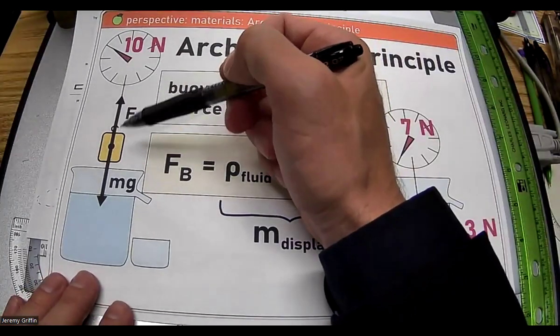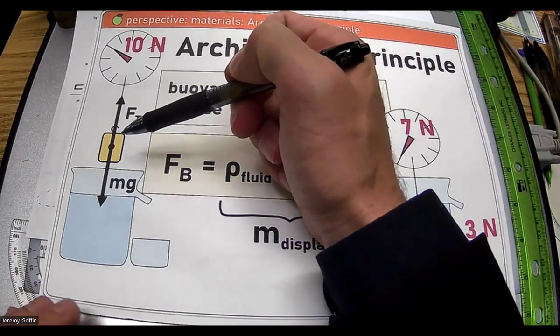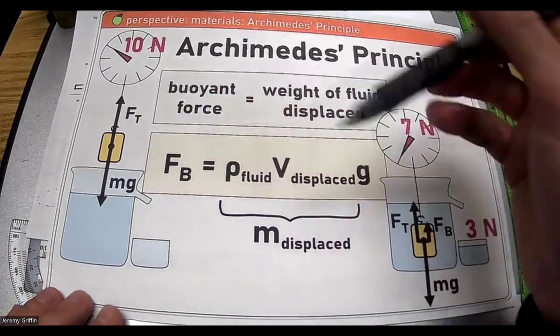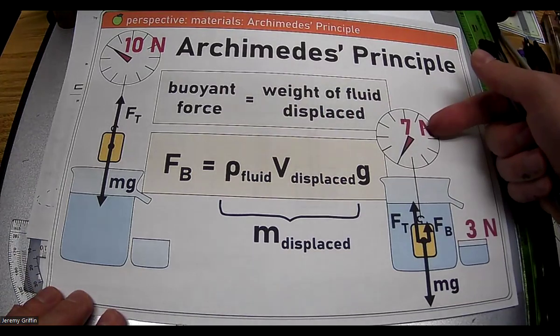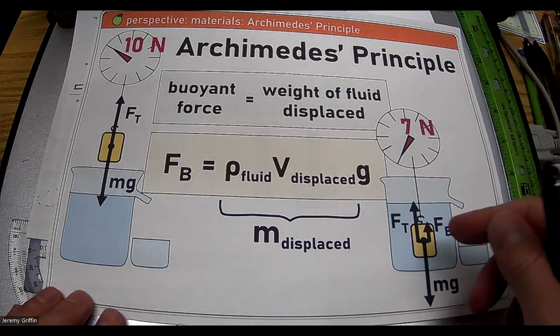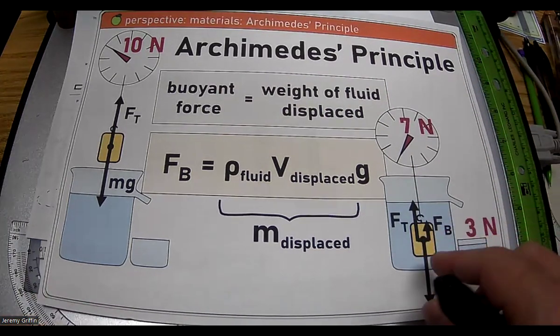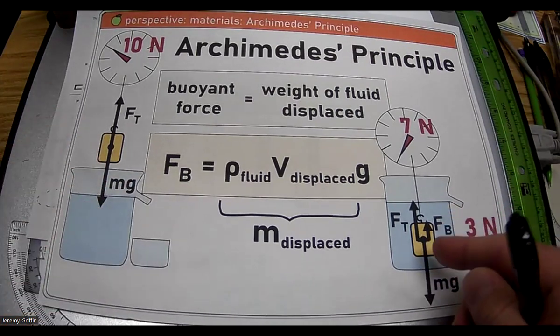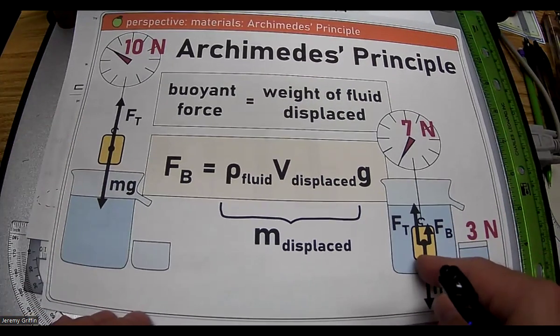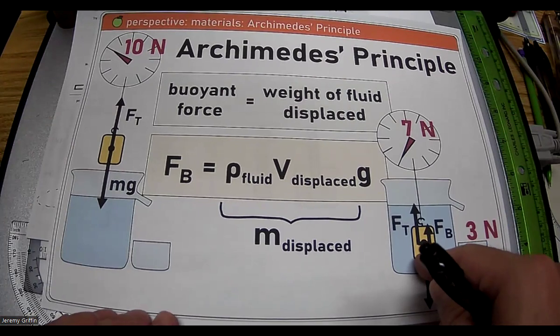Suppose the object weighs 10 newtons. You guys see 10 newtons? There's your biggest lab weight. And then you dunk it in water. Suppose the reading goes down to like 7 newtons. Turns out that support force from the water, which is called the buoyant force, which is also holding it up a little bit, is exactly equivalent to the weight of the water displaced.